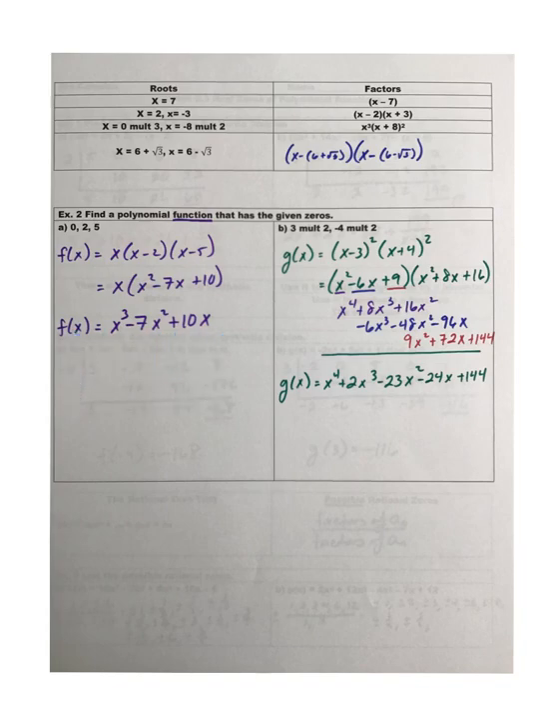Notice it says f of x equals because it said to find a polynomial function. So f of x equals. If you don't put the f of x, it's not a function, it's an expression, and you don't get full credit.